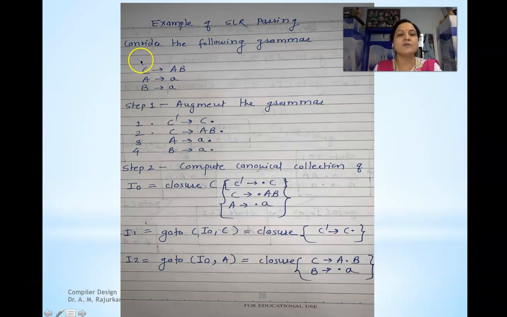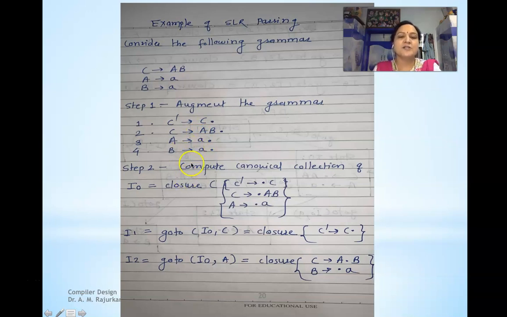So we are going to add one more production, C' tends to dot C, and all other productions remain as they are: C tends to dot AB, A tends to dot a, and B tends to dot a. So this is the augmentation. The dots will be at the end when the parsing is complete. In the beginning, the dots will be before C, A, B, a and a.